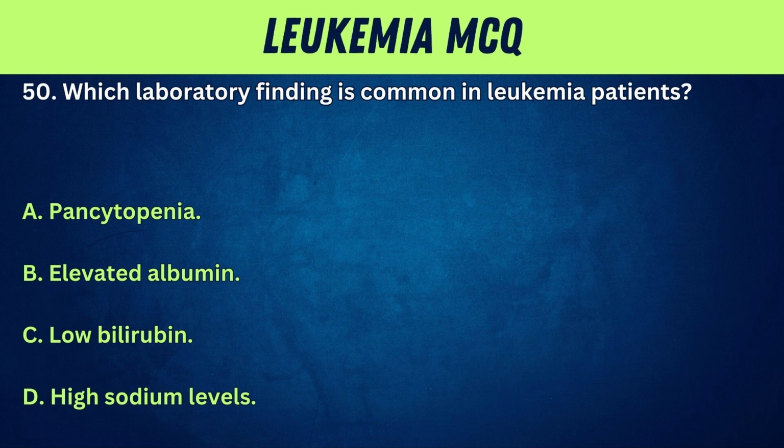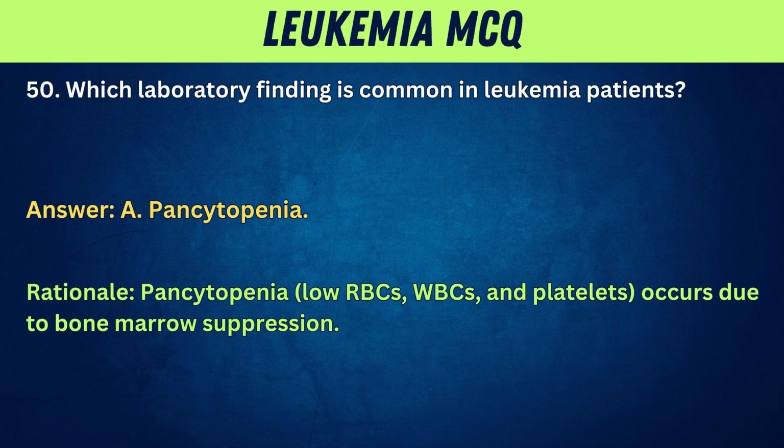50. Which laboratory finding is common in leukemia patients? A. Pancytopenia. B. Elevated albumin. C. Low bilirubin. D. High sodium levels. Answer: A. Pancytopenia. Rationale: Pancytopenia, low RBCs, WBCs, and platelets, occurs due to bone marrow suppression.